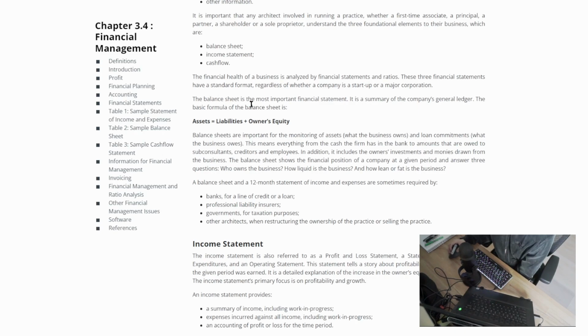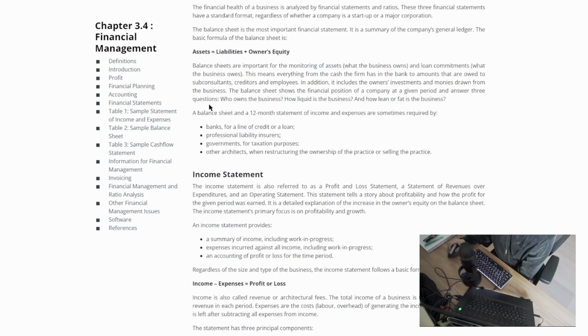The balance sheet is the most important financial statement. It is a summary of the company's general ledger. The basic formula of the balance sheet is assets is the sum of the liabilities plus owner's equity.